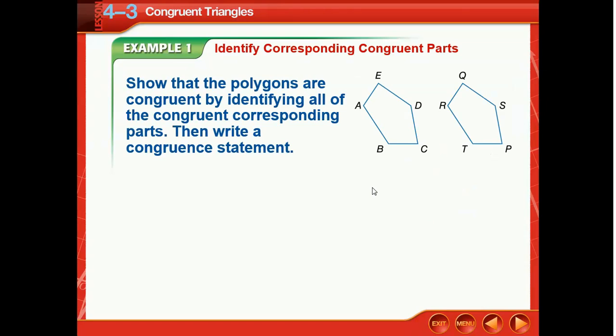So first question. Show that the polygons are congruent by identifying all the congruent corresponding parts, then write a congruence statement. So they've drawn it in such a way that you can clearly see that these two pentagons, these five-sided figures, are going to correspond to each other. They're going to overlap. You can take one and put it onto the other so that all their parts are going to match. You have 5 angles here to write. You have 5 sides here to write. Feel free to pause this so that you can take the time to try to write those in on your own if you think you got it. Otherwise, stick with me.